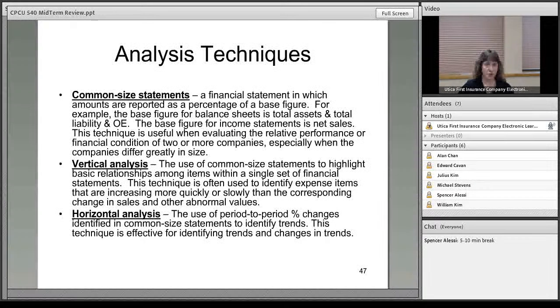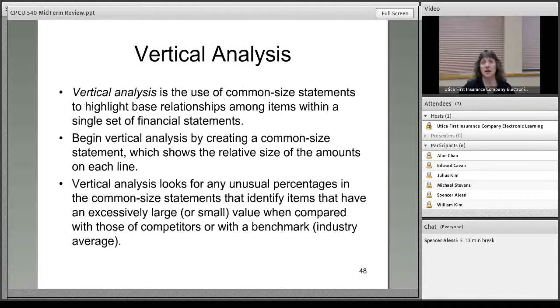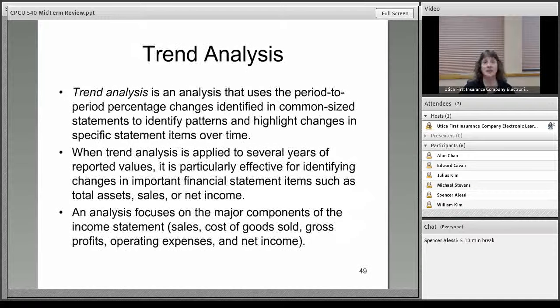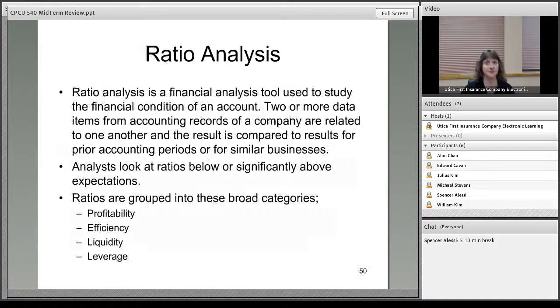Okay, so those are the 3 different ways of doing our analysis: the vertical, the horizontal, and the ratio analysis. Each one's looking at different things. I verbally told you what vertical analysis uses: common size statements, looking at the relationship between items within. Trend analysis. Okay, trend analysis is always horizontal analysis, but horizontal analysis is not always trend analysis. Depends on how many years you're looking and if you're looking for trends or not. Ratio analysis. Again, ratio analysis, we're looking at comparing the results to usually a benchmark or an industry standard. And we've got 4 basic ratios: your profitability, efficiency, liquidity, and leverage.